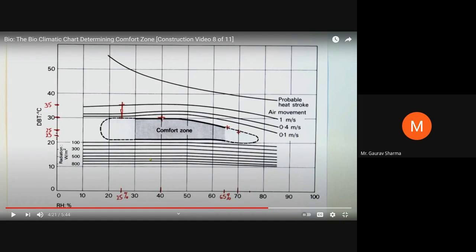Now we just saw an example: 25% relative humidity and 35 degrees Celsius temperature. If this is the condition over there, then it is somewhere here at this curve. Okay, and this curve belongs to a wind speed of 1 meter per second. Now what does it mean? Obviously, if it is lying outside of the comfort zone, it is not comfortable. With this condition, 35 degrees Celsius and 25% relative humidity, it is uncomfortable for that region.